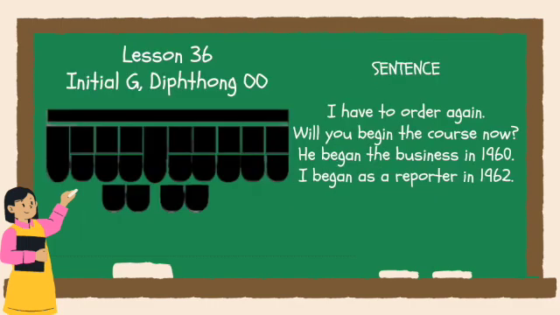And we have here sentences. So we have four sentences here as an example. I have to order again. Will you begin the course now? He began the business in 1960. I began as a reporter in 1962. Now let's try to see how these words, or rather sentences, are to be written using what we have learned in this lesson.